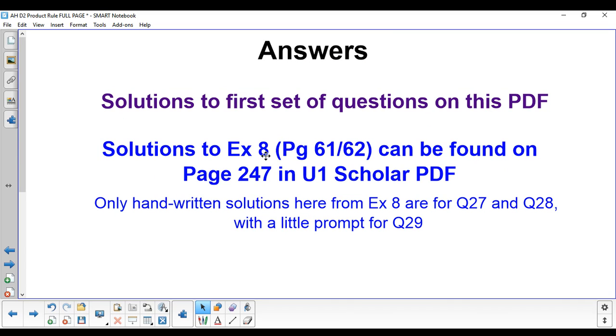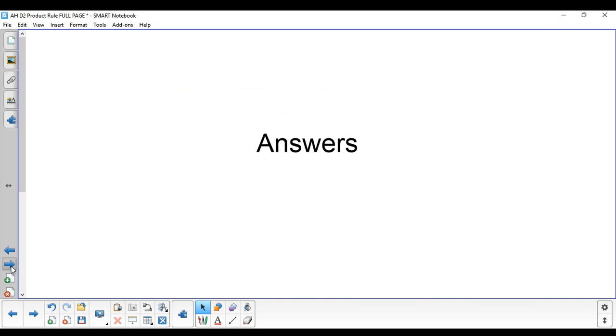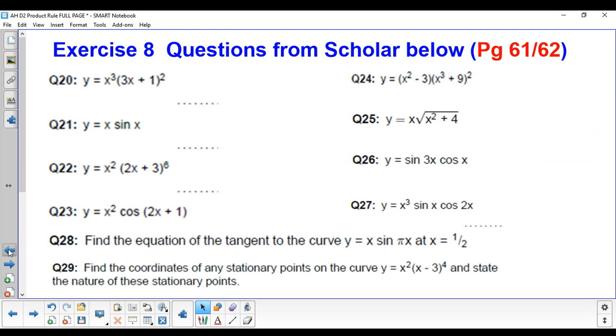However, the solutions to exercise 8 are not in the PDF except for a couple of handwritten ones. You can find the exercise on page 61, 62, but you can find the answers on page 247 when you scroll down. The solutions to the first set of questions are in this PDF. I'll just quickly show you that, then it goes to answers and then you've got the answers. However, I'm not going to go through all of those. They're just handwritten there for you to check.